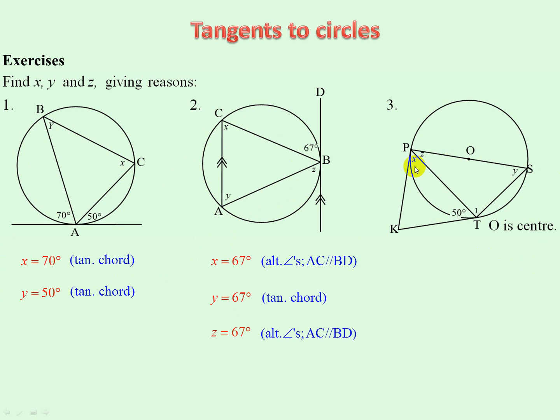Number 3. What is x equal to? Well, x is equal to t, that's 50 degrees, because it's tangents from a common point, angles opposite equal sides.